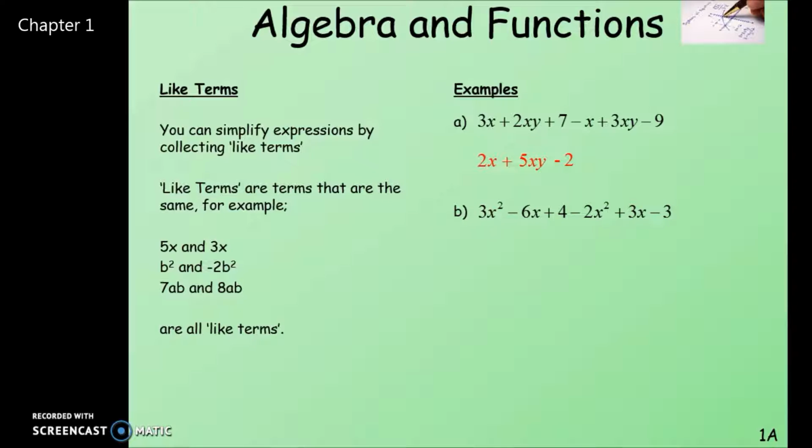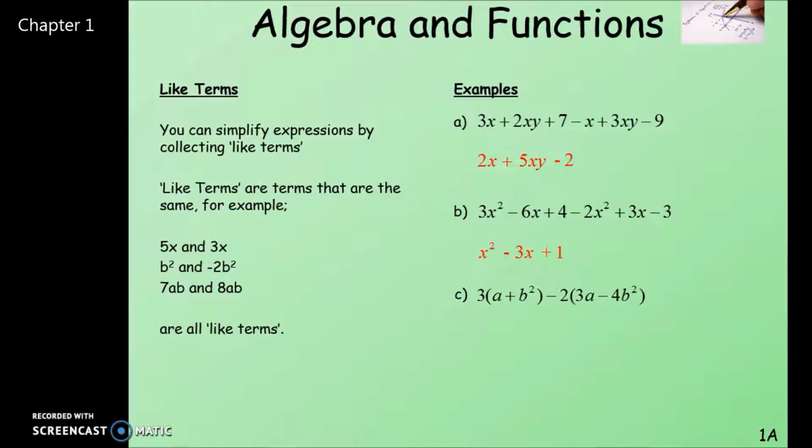Okay, again, we've got some different terms here. We've got some x squareds and some x's and some numbers. So again, you just start with your first term. So we're looking at x squareds. 3x squared minus 2x squared. Well, that's going to leave me with 1x squared. Moving on to the x's, you've got minus 6x this time, plus 3x. What does that give you overall? It's going to give you a minus 3x. And then your numbers, a plus 4 and a minus 3. Collect those up, and you're going to end up with a plus 1.